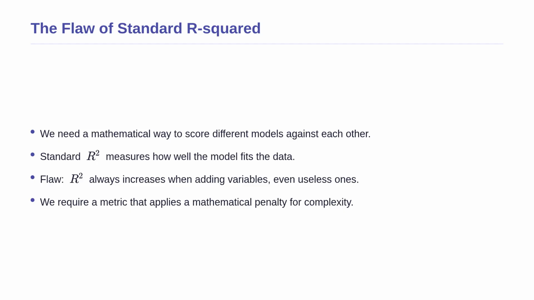To choose the best variables, we need a mathematical way to score different models against each other. You might immediately think of the standard coefficient of determination, or R-squared. While it measures how well the model fits the data, it has a major flaw. It always increases when you add more variables, even if those variables are completely useless. It gives an unfair advantage to complex models. To fix this, statisticians realized we need a metric that applies a mathematical penalty for every new variable added. If a new variable does not significantly improve accuracy, the score should actually drop.